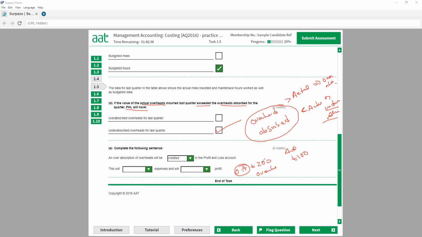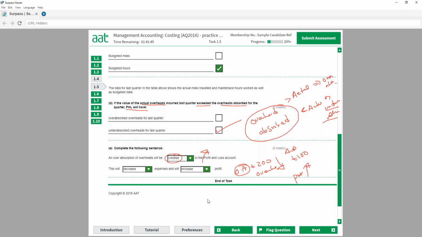So what will happen? I show more expense. If I show more expense, my profit is less, isn't it? So my actual overhead is 100, not 200. So I need to reduce the expense now so that my profit goes up, because I have a budget or I plan for the more overhead, but actually it is not. So what we have to do, we have to increase the profit now. So we'll say an over absorption of overhead will be credited to the profit and loss account, because anytime if I make credited, my profit will go up. This will decrease the expense because I show more overhead, more expense, but it is not true, actually it is less. So I have to decrease it and I have to increase my profit. It will increase the profit.